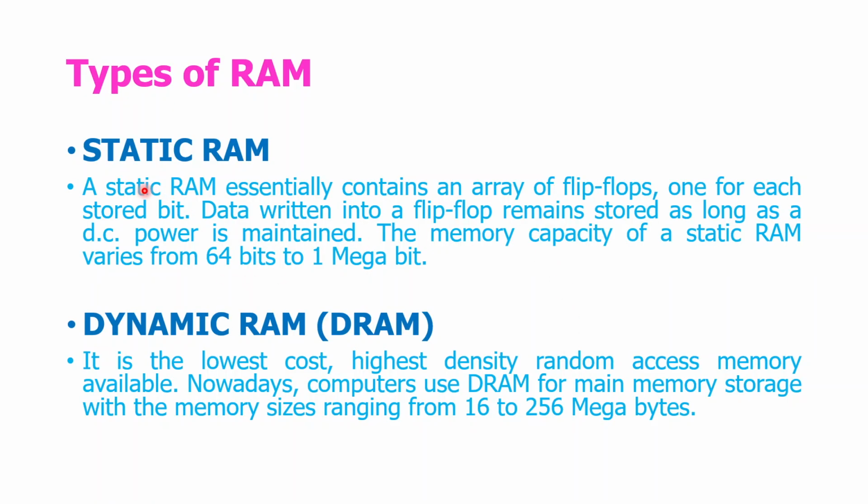In static RAM, since it stores data using transistors, it can hold the data as long as power is supplied. As long as power is there, it won't lose the data. The memory capacity is available from 64 bits to 1 megabyte per chip. Coming to dynamic RAM, it stores data on a capacitor. It needs periodic refreshment. If there is no periodic refreshment, even though power is supplied, the capacitor will lose the data. The memory size ranges from 16 to 256 megabytes. So the highest density, bulk size memory, is available in dynamic RAM compared to static RAM.